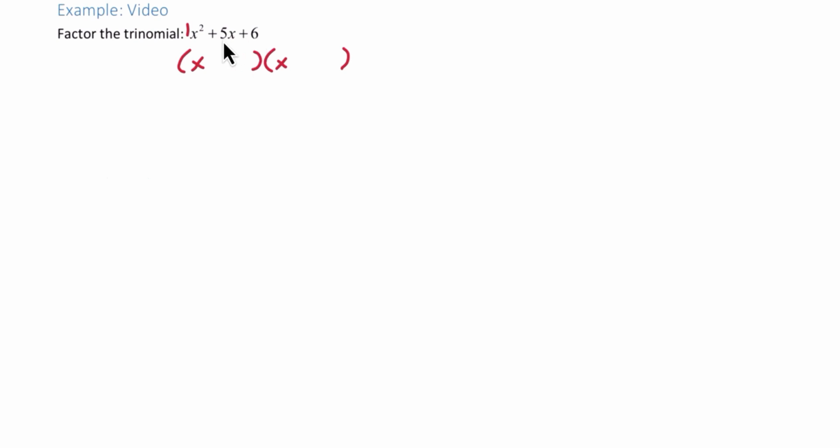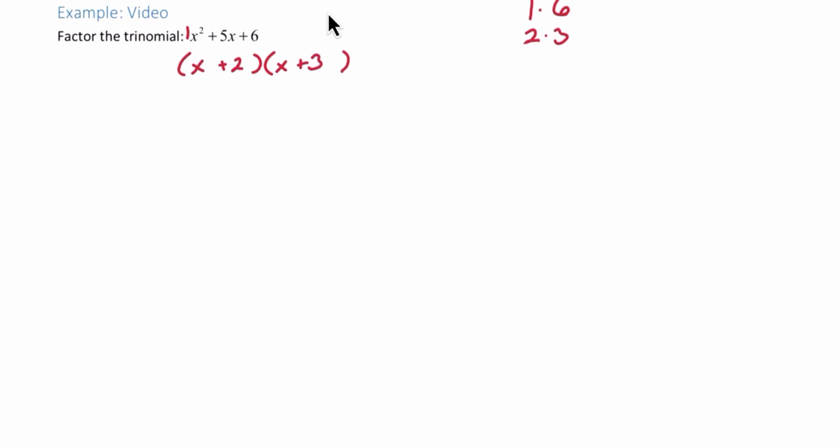If you don't see it right away, off to the side, list the factors of 6. Two numbers that multiply to 6 are 1 and 6, and then 2 and 3. Which of those add up to 5? The 2 and the 3. So we can write plus 2 and plus 3. And the order doesn't matter. You could have put 3 first and the 2 second.